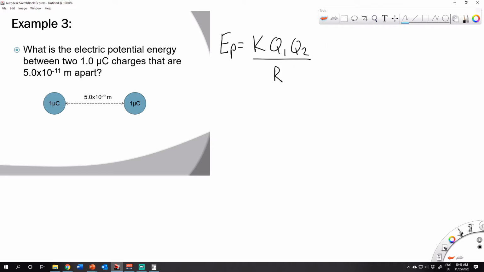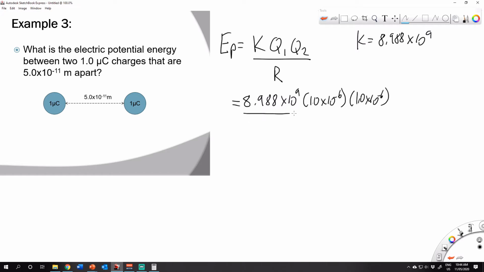I actually don't remember Coulomb's constant. Let me look it up quickly. All right, so Coulomb's constant is 8.988 times 10 to the 9. Sometimes people will just shorten this to 9.0. We have two 1 microcoulomb charges, so 1.0 times 10 to the negative 6, 1.0 times 10 to the negative 6, over, and we have a total distance of 5.0 times 10 to the negative 11.